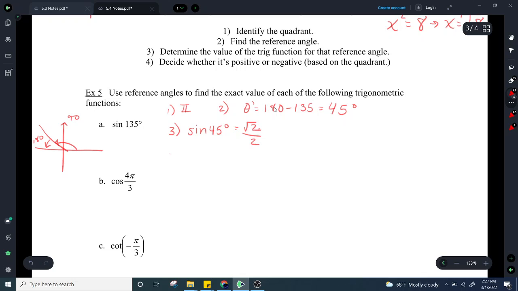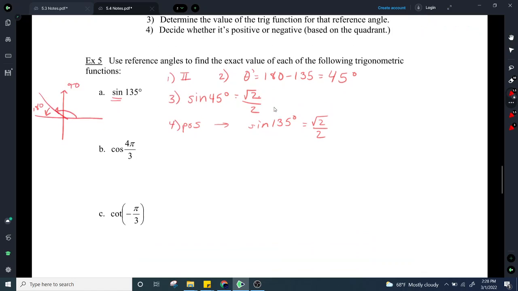Step 4 then is decide whether it's positive or negative. So if I'm in the second quadrant, would the sine value over there be positive or negative? Well, remember, sine is like your y coordinate, right? So if I'm in the second quadrant, y's would be positive, so that means this would be positive. Therefore, the sine of 135 degrees is going to be positive square root of 2 over 2. It's going to have the same value as the sine of 45 degrees. You just need to decide if it's positive or negative. That's what it all boils down to. Let's do the next one.